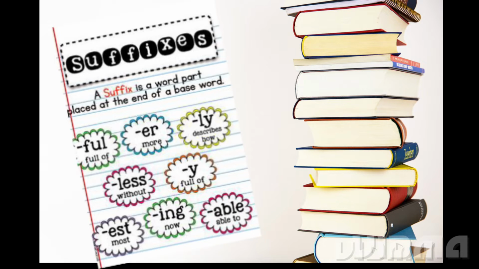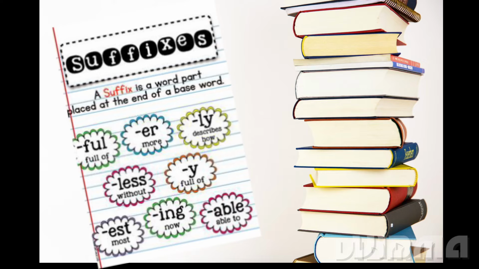As you can see in this, a suffix is a word part placed at the end of the base word, that is your root word. So words that are used as suffix are full, er, ly, which is used to describe how. Less means when you add less to a word, you want to say something that is without it. Y, full of, when you want to add something full of to a word, you will add y.